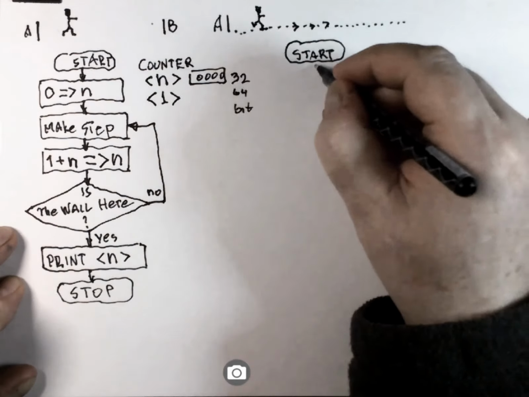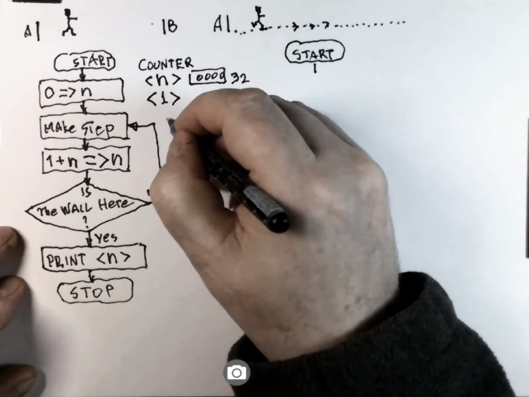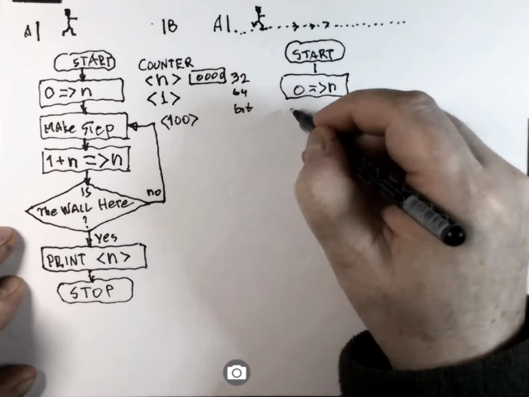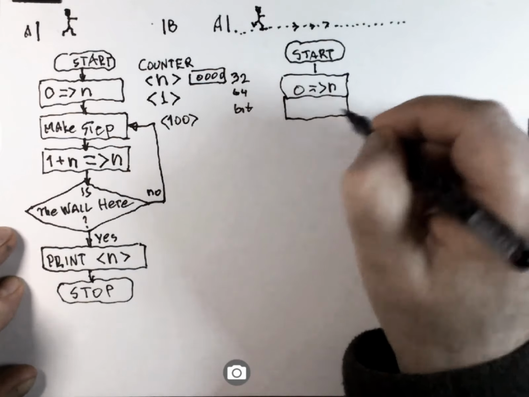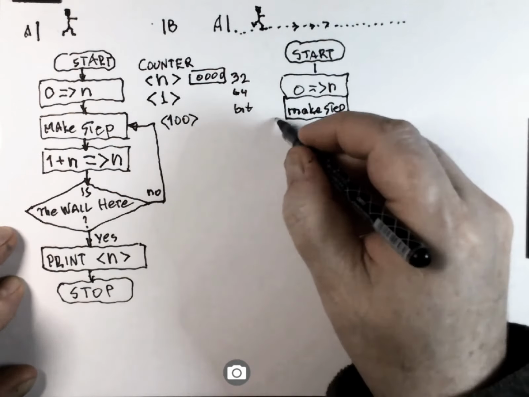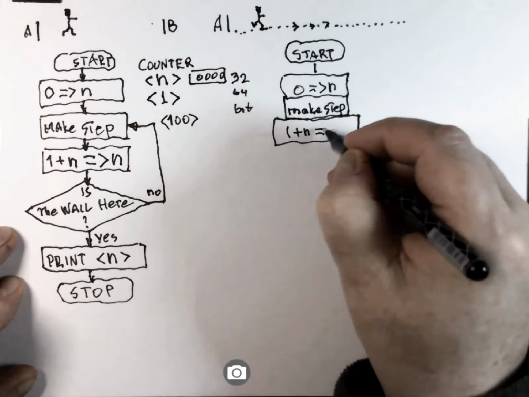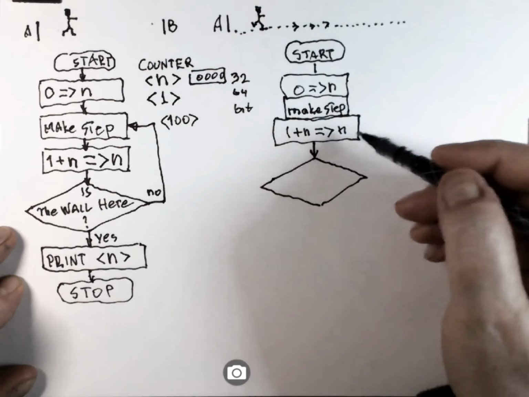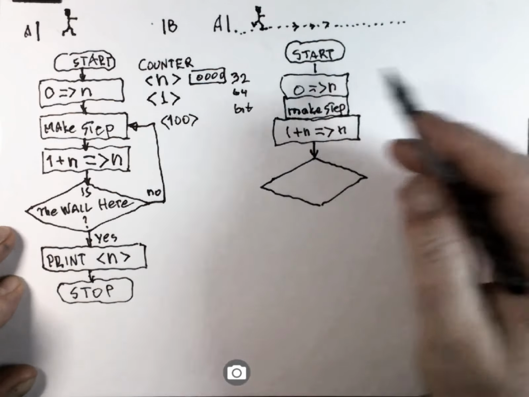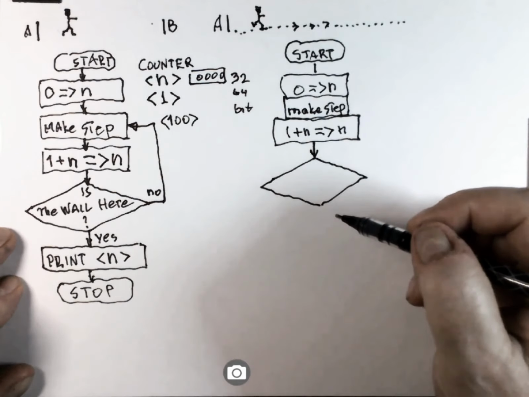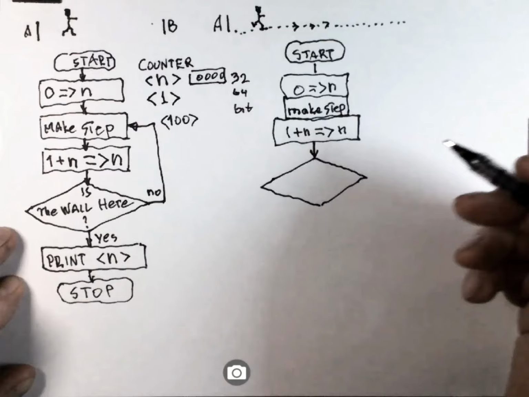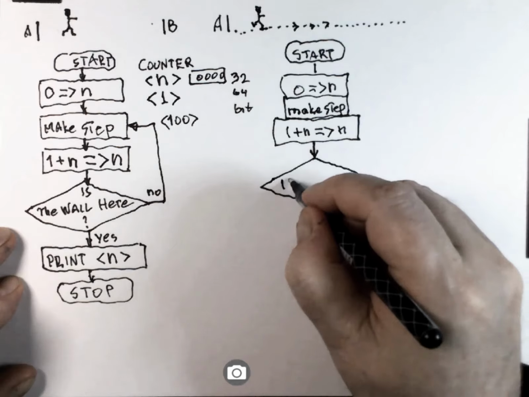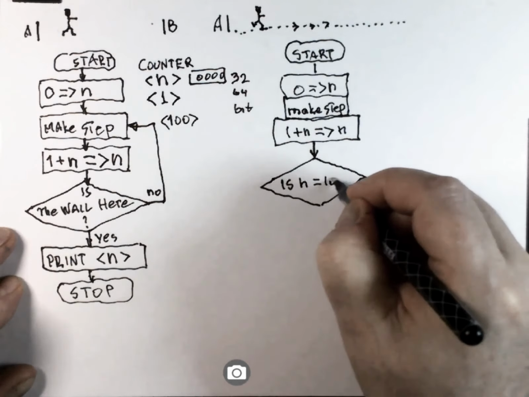Start. Then what data do we need? We need also 100 steps. Start, 0 send to the counter. Then I'll go a little bit more compact, make step. Then I will make 1 plus n send to n. Then I need to check, is n equal 100? Because when at 100, I need to stop the robot, because I will consider the robot is outside of the room and it is not possible to measure it. So is n equal 100?